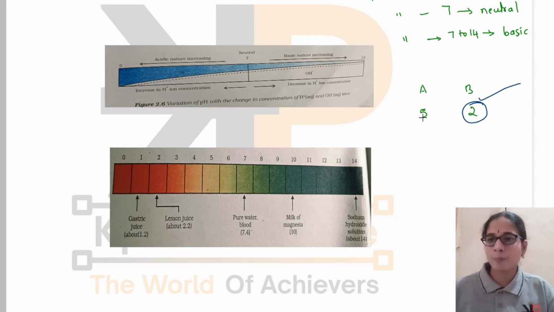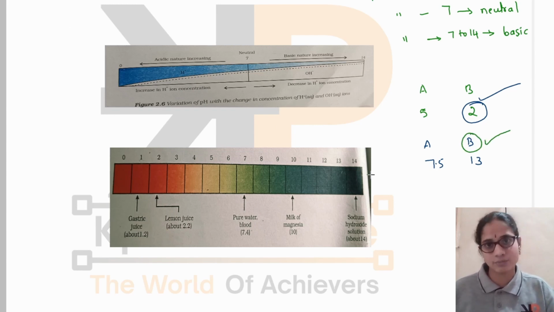Okay, then if I say two solutions A and B, and the pH of solution A is 7.5 and the pH of solution B is 13, and I ask you which one is more basic, then your answer will be that solution B is more basic, because as the value of pH increases, the basicity also increases. Okay, then you can see here some of the pH values of substances like gastric juice, lemon juice, pure water, milk of magnesia, sodium hydroxide.